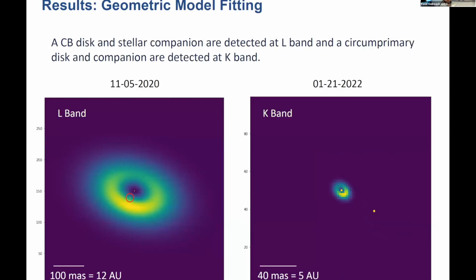We then model our data by fitting geometric models to the two observables. We found that a Gaussian disk and two delta functions is the best model for both the L band and K band. I'll focus on the L band data first. We detected a circumbinary disk and the stellar companion. Since the stellar companion is represented as a delta function, it is circled right here.